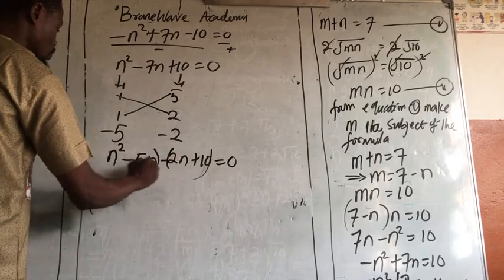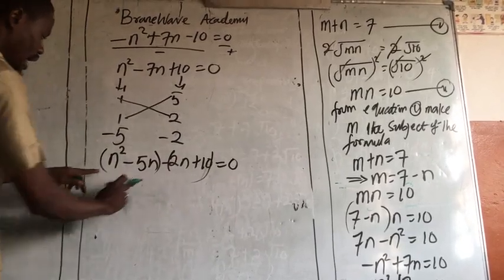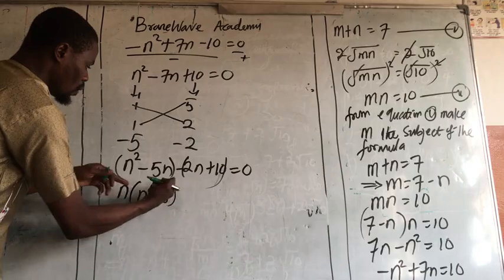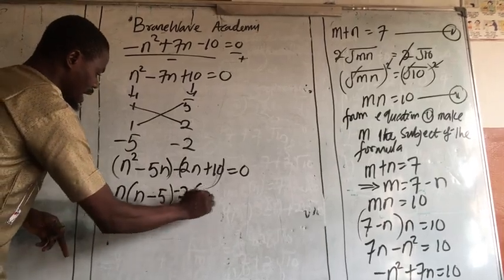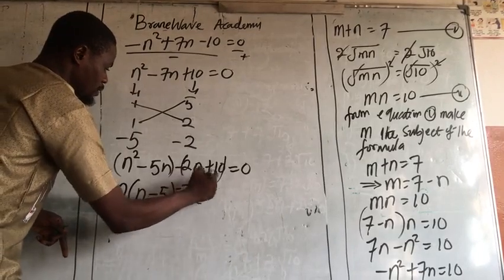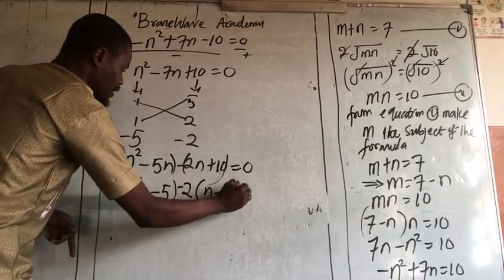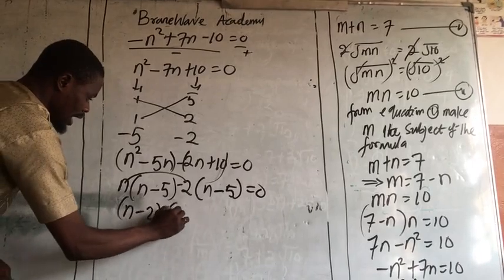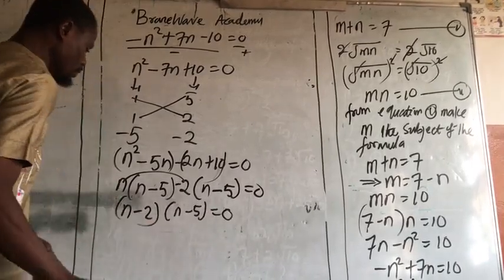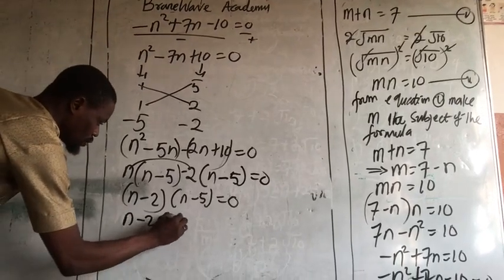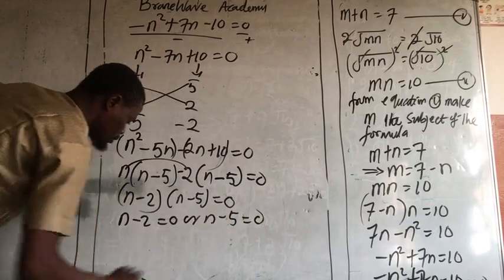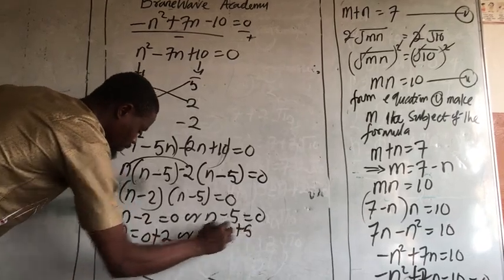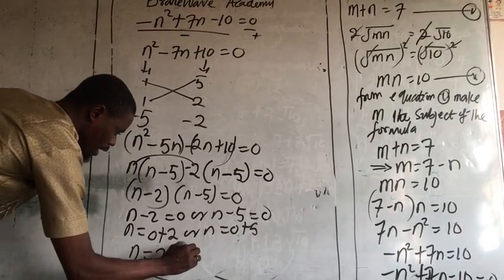When we group it into 2, n is common here. Open bracket n minus 5. What is the common factor here? Minus 2, open bracket n minus 5, because minus times minus we have plus, minus times plus we have minus, 10 divided by 2 we have 5, is equal to 0. We now have n minus 2, n minus 5 is equal to 0. Now we have n minus 2 is equal to 0 or n minus 5 is equal to 0. We have n is equal to 0 plus 2 or n is equal to 0 plus 5, which means that n is equal to 2 or 5.